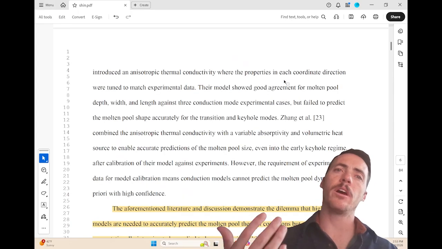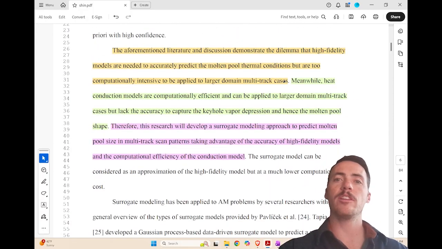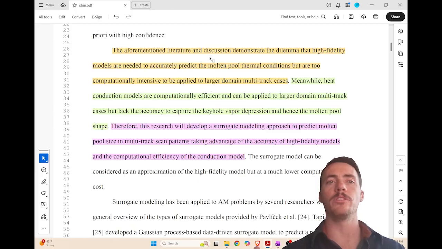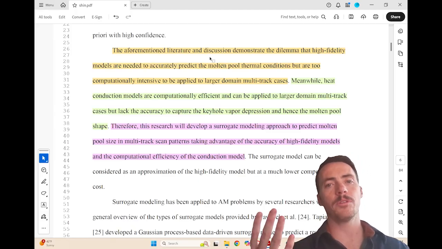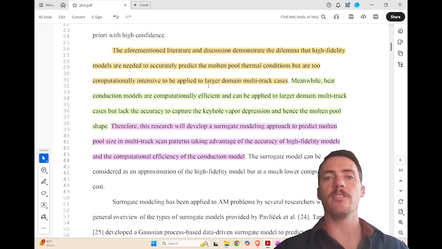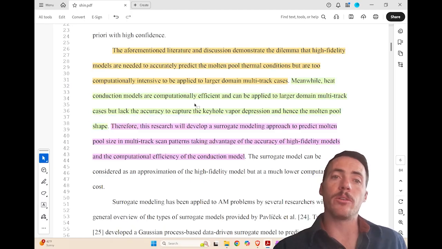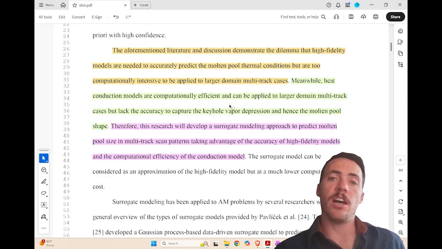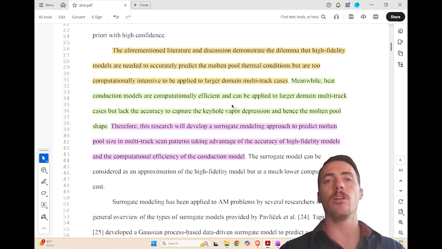The authors spend a lot of time describing the different modeling efforts that have been deployed before finally mentioning that ultimately this comes down to a dilemma where you want the accuracy of the high fidelity model, but you want the computational reduction of these lower fidelity models. And is it possible to have your cake and eat it too, right? They point out that heat conduction models are computationally efficient and can be applied to larger domain multi-track cases, but they typically have low accuracy.